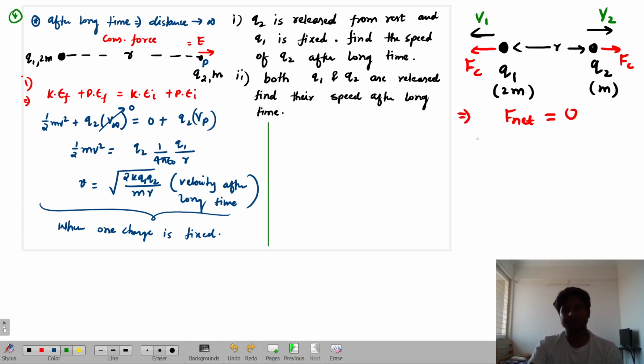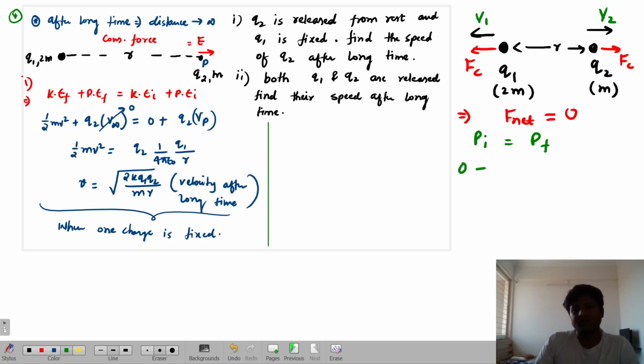So if net force is zero, can I apply initial momentum is equal to final momentum? Two things you need to keep in mind. First, when one charge is fixed, finding the kinetic energy of the other charge is very easy. But when both of them are released, it's just like a collision. When two balls are brought together and they collide, after the collision they're moving with some velocity. So remember, when both charges are released, they behave like objects that have collided with each other.